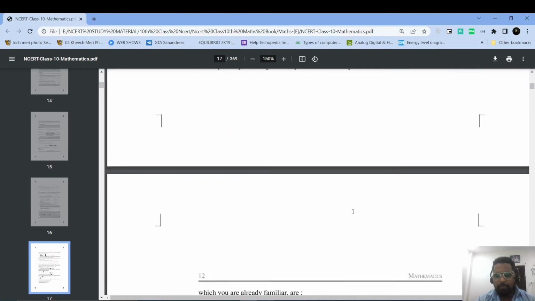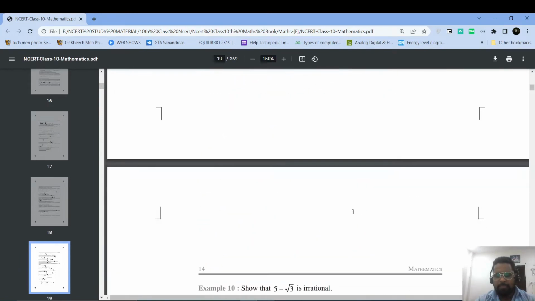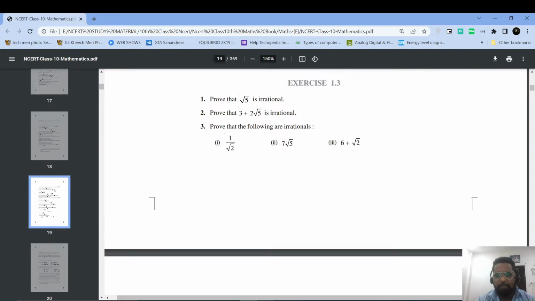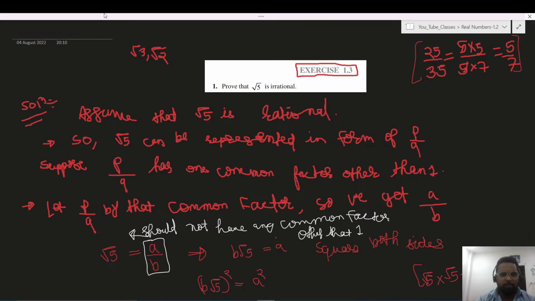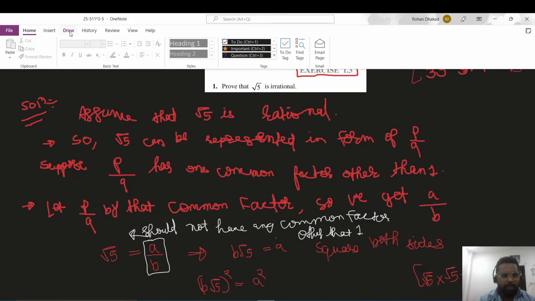We have solved the problem of exercise 1.3. Our first problem, as you can see on the screen, is that we have to prove that root 5 is an irrational number. So how can we prove it? So guys, you can see here.